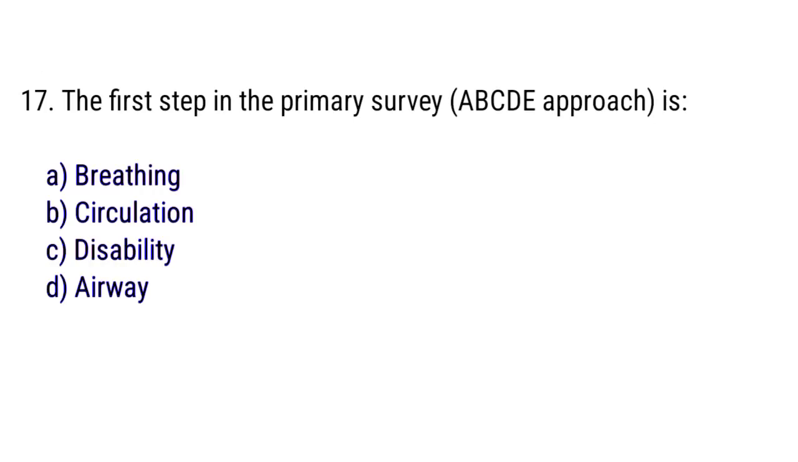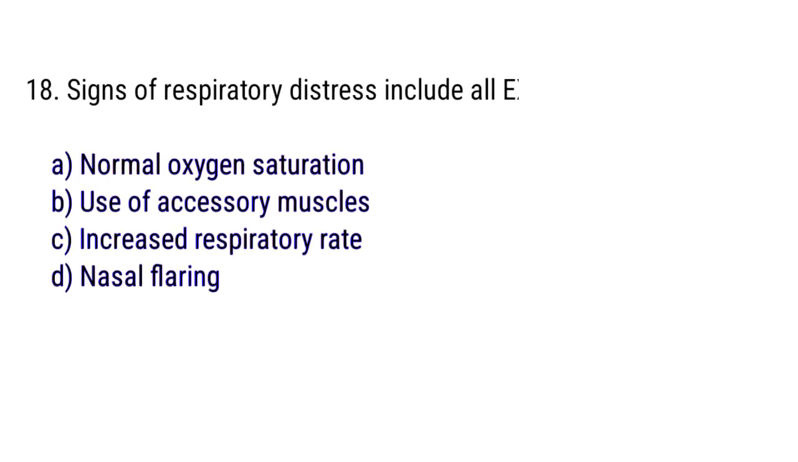Question number 17. The first step in the primary survey is. The right answer is option D, airway. Question number 18. Signs of respiratory distress include all except. The right answer is option A, normal oxygen saturation.